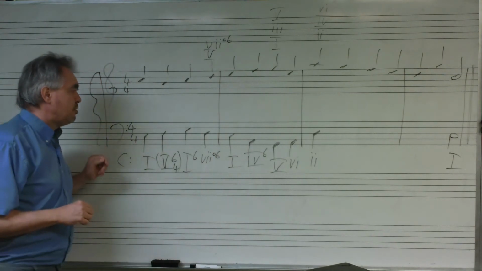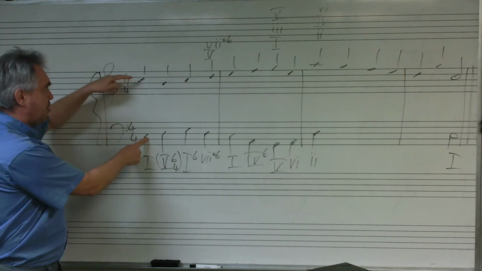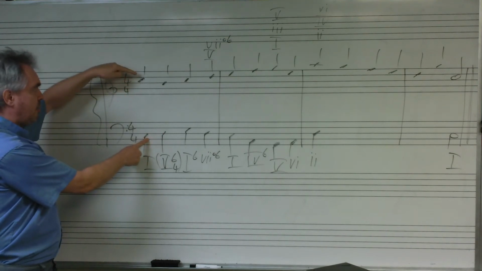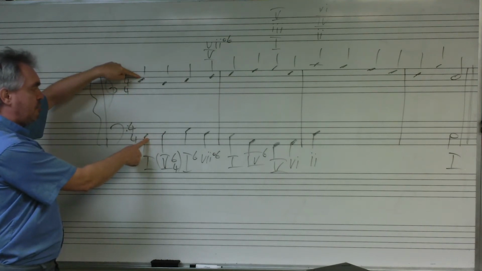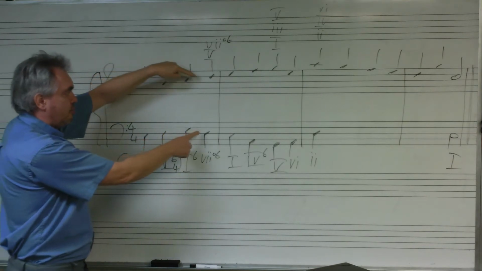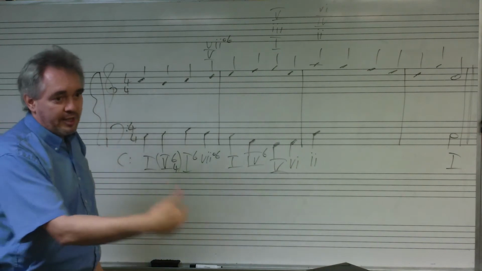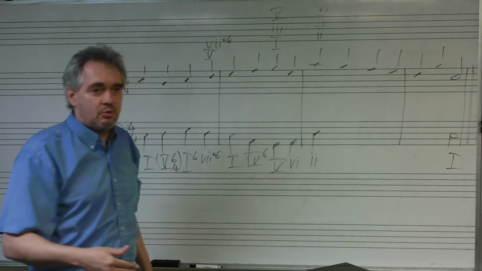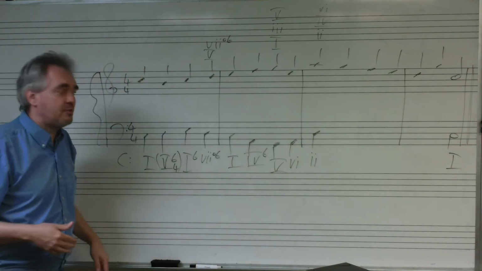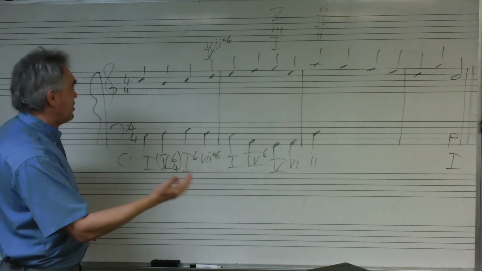And what I do as an error detection is calculating the interval between the bass note and the soprano note, always calculating the interval. And if I say octave twice in a row or fifth in a row, we have parallel octaves or parallel fifths, and maybe some other mistakes.